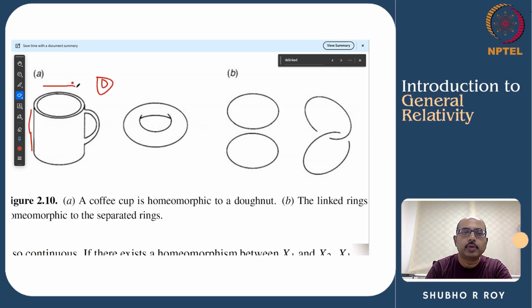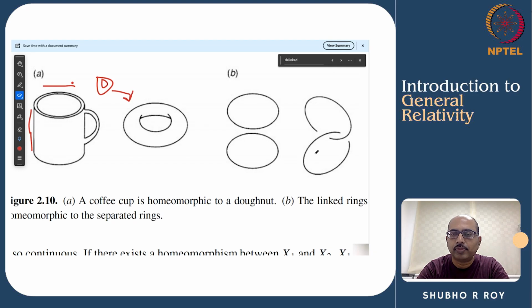Shrink in this direction as well, and then it can be easily deformed to a donut. So these are continuous deformations of each other. And a slightly less non-trivial example, which is there in Nakahara, I like this a lot, is that a pair of de-linked circles, that is two circles which are not linked, and a pair of linked circles, they are continuously deformable.